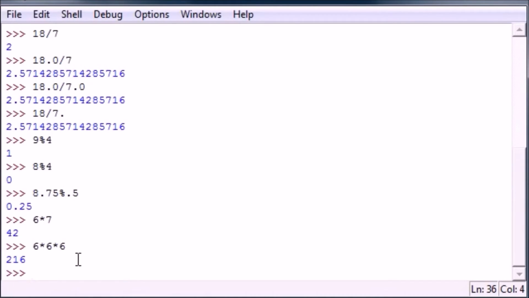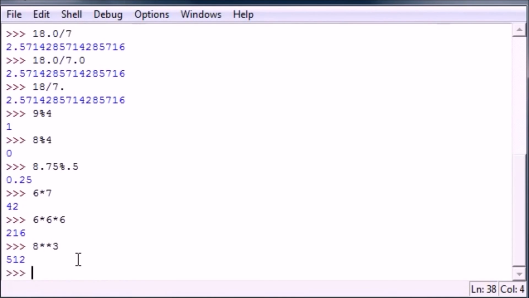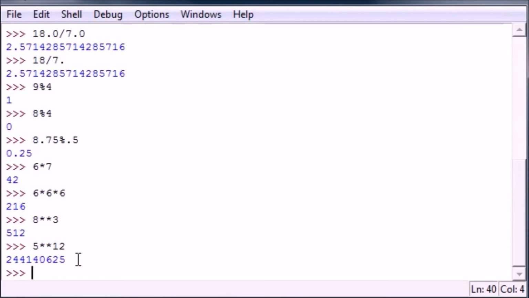Say you want 8 to the 3rd power. All you have to do is type 8, 2 stars, and then type whatever you want the exponent to be. 8 to the 3rd, bam, wham bam, thank you ma'am. And you can do this with any exponent you want. So instead of typing 5 times 5 times 5 times 5, just type 5 star star 12. Bam. That'll give you your answer. And you can also do this when your number is negative as well. So negative 5 exponent 4.